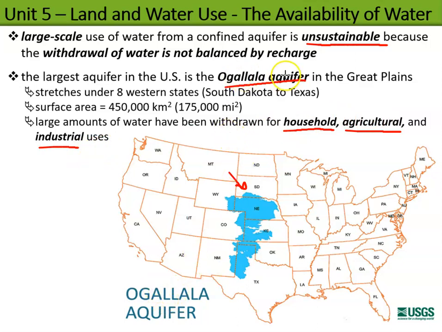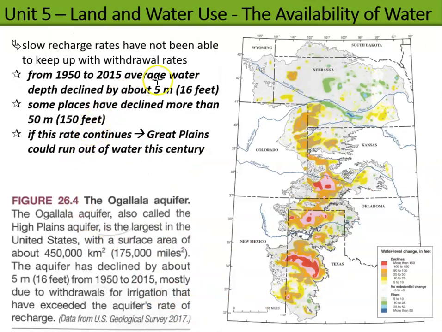And so the Ogallala Aquifer is now starting to show some major signs of depletion. And it's unfortunate because it's a major source of fresh water for many millions of people that live in this area. So like most confined aquifers, the slow recharge rates of the Ogallala Aquifer have not been able to keep up with withdrawal rates.